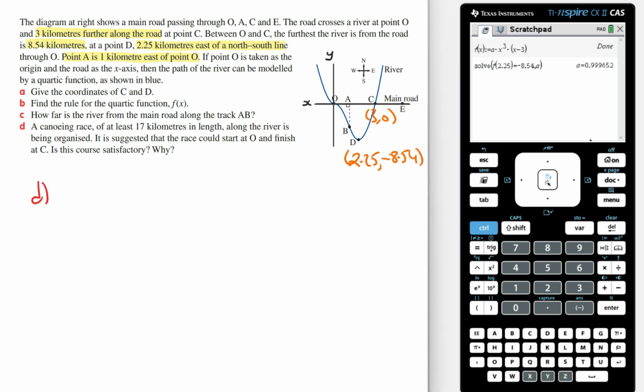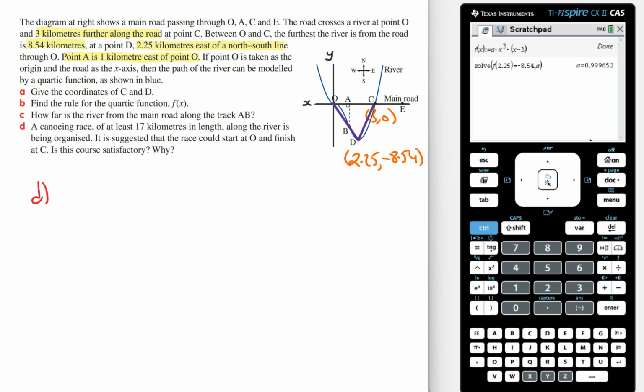Part D. A canoeing race of at least 17 kilometers in length along the river is being organized. It is suggested that the race could start at O and finish at C. Is this course satisfactory? Why? For the canoeing race to be satisfactory, we need the distance of the river from O to D and then from D to C to be at least 17 kilometers. Now we can't calculate the actual distance of the river, but we can calculate the distance of a straight line from O to D and then from D to C, which is going to give us a good estimate of the distance of the river from O to C.